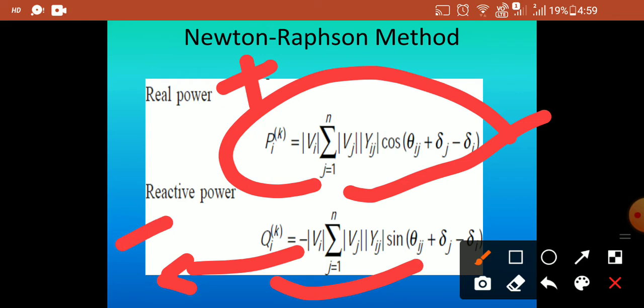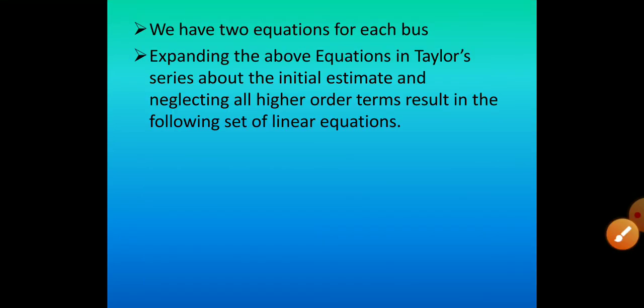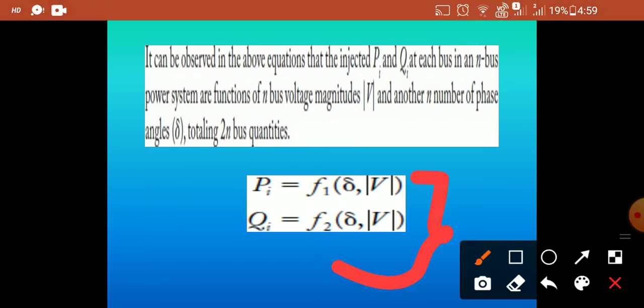So V_ij cos(theta_ij plus del_j minus del_i). This is real power. For real power it should always be mentioned as cos. For reactive power it is of sine type. So we have two equations, and expanding them using the Taylor series and neglecting all the higher order terms, the resultant set of equations should be in terms of P and Q.